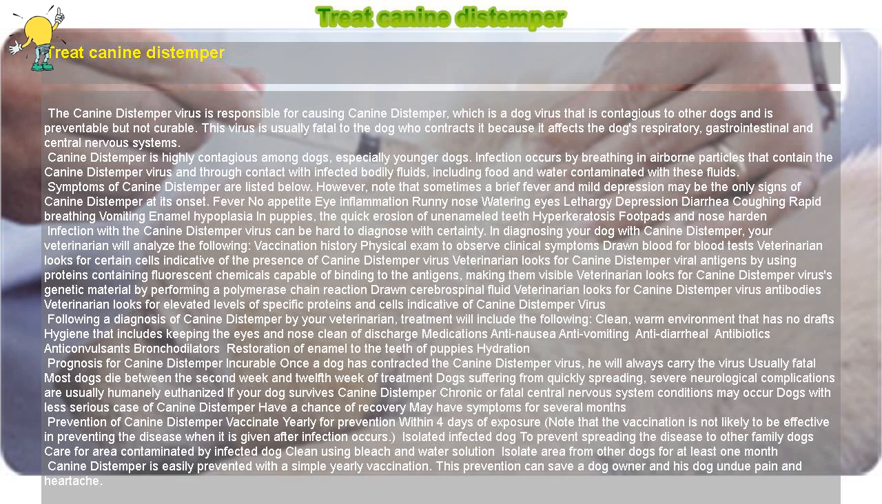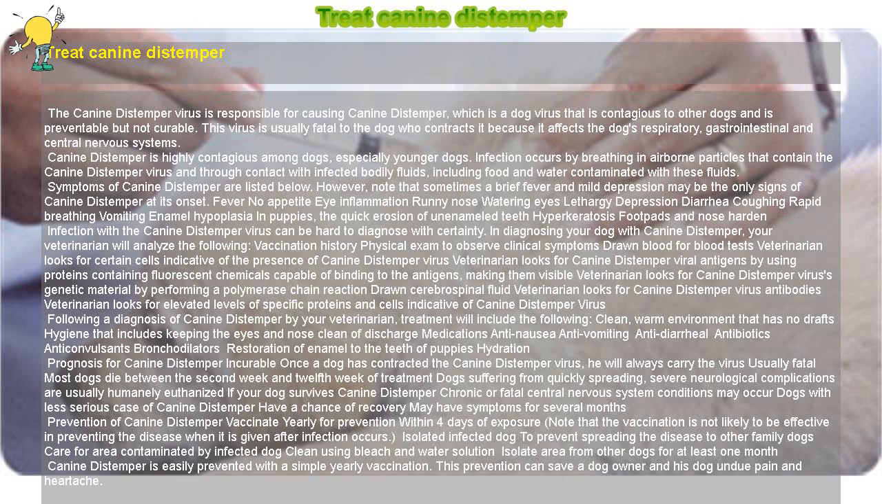Canine distemper is highly contagious among dogs, especially younger dogs. Infection occurs by breathing in airborne particles that contain the canine distemper virus and through contact with infected bodily fluids, including food and water contaminated with these fluids.